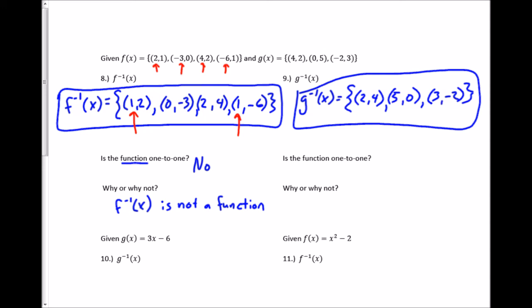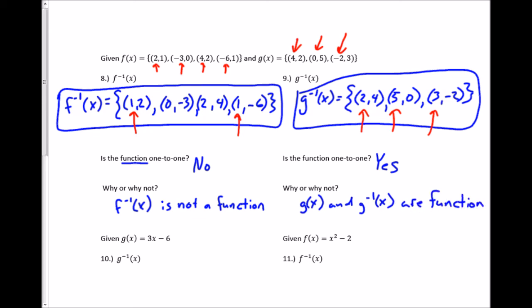In the next one, number 9, the g of x, the inverse that we found here, we're just seeing if that's a function and the original is a function. So when I look at this, I have no repeated x values, which means this g of x is a function. And then if I look at the inverse of g of x, I still have no repeated x values, which means every x value has one y value, every y value has one x value, which means this one is 1-to-1, because both the g of x and its inverse are functions. So that's just a quick test to see if something is 1-to-1.